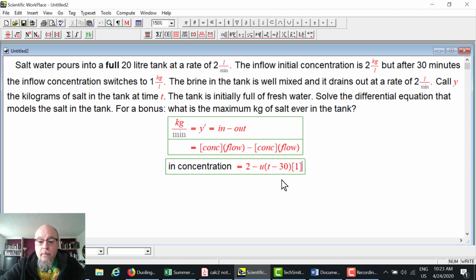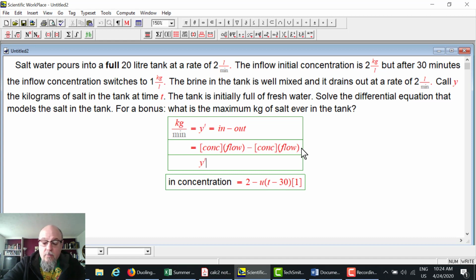So I want to turn on the Heaviside step function at 30 minutes, and the function I want to turn on, I want to subtract 1. So you can either put the minus in or I left it out. So let's check this out if I'm correct. For times before 30 minutes, this u of t minus 30 is 0, so it's 2. So initial flow is 2. After 30 minutes, this u of t minus 30 is 1, so it's 2 minus 1, 1. So I've got the in concentration in kilograms per liter written with the Heaviside step function.